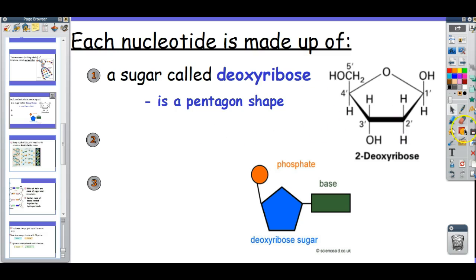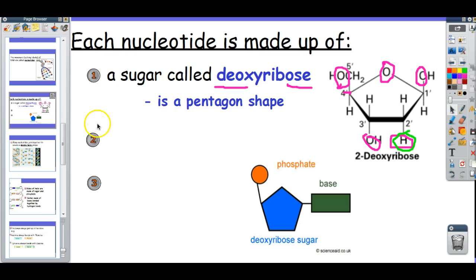So it's a pentagon shape. Anything that ends in "ose," like glucose or fructose, is a sugar. Now remember we said deoxy, that means it's missing an oxygen. So here we're supposed to have an oxygen. Notice that each one of these vertices has an oxygen. Here is the oxygen, here's the oxygen, here's the oxygen, but this last vertex doesn't have an oxygen, so that's why they call it deoxyribose. And it's a pentagon. That's the shape the sugar is.